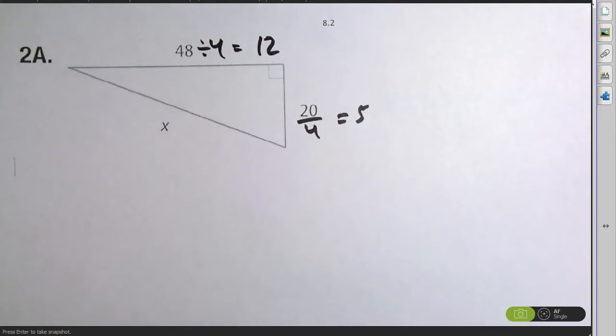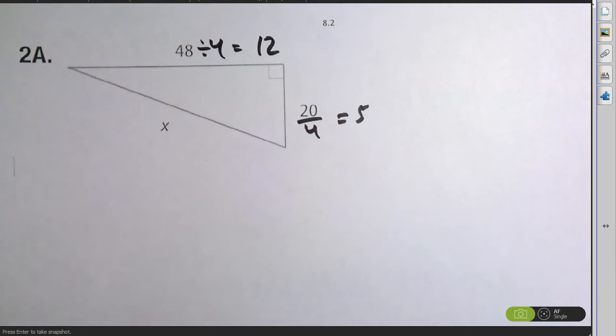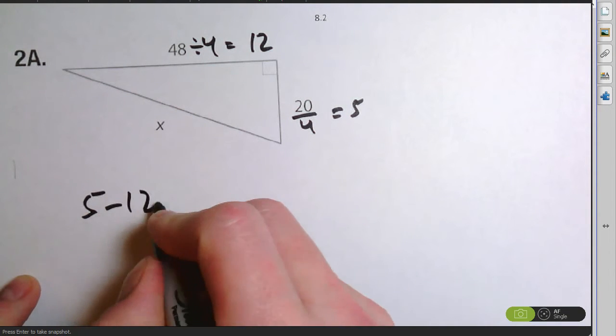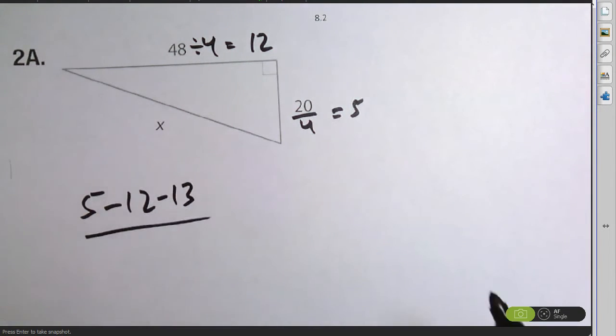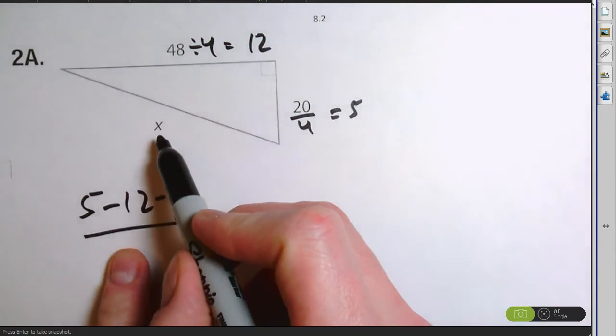So now what I do is I go back, or if you've memorized them once you get them down, and say, okay, do two of those sides match any of our special triples? Well, they do. The 5, 12, 13, because again, 13 had to be the hypotenuse. Well, I've got two legs in my drawing. So the leg is 5, the other leg is 12, so that means this must be 13.